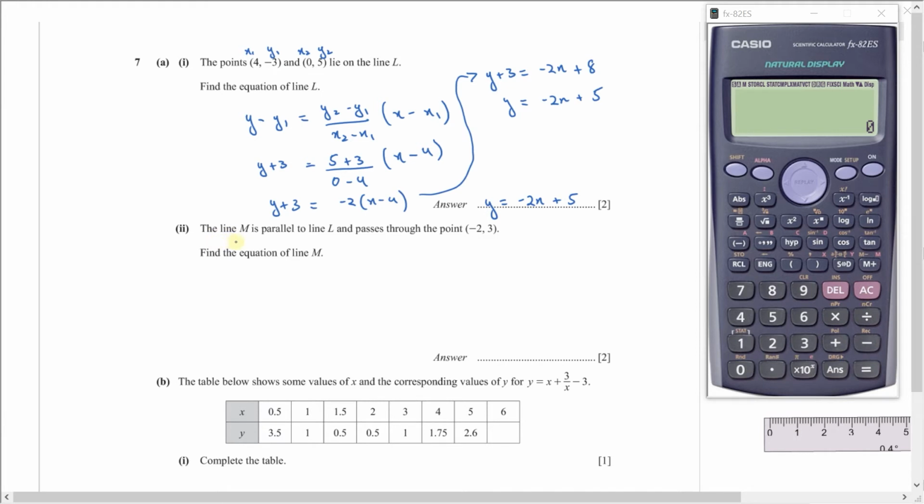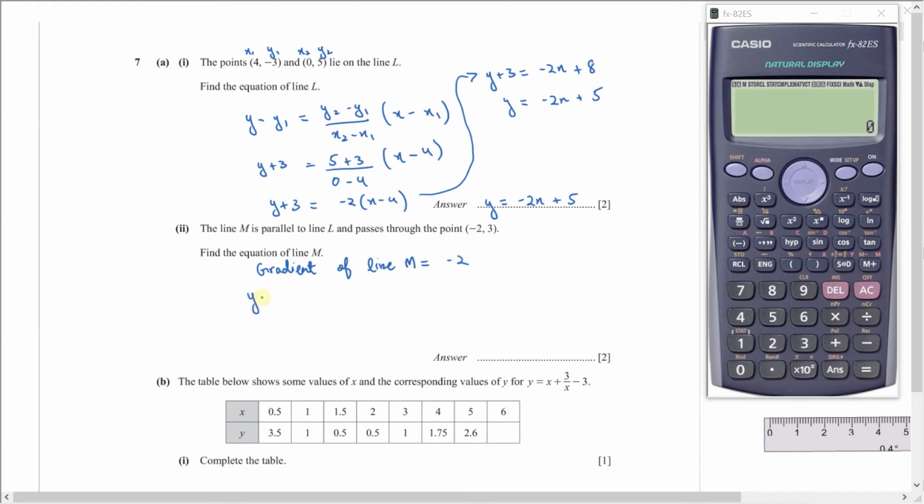The next part is the line M is parallel to line L and passes through this point. Find the equation of line M. Since the line M is parallel to line L, the gradient will be the same as the gradient of line L, which is minus 2. So the gradient of line M will be equal to minus 2.